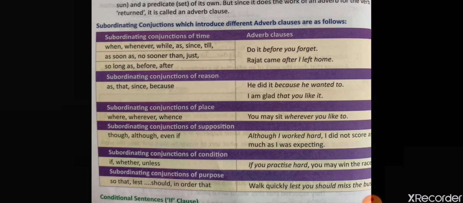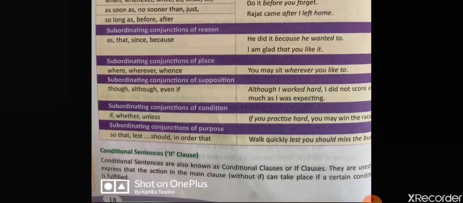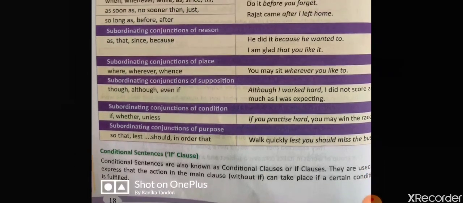Now coming on to the next one, which is conditional statements, that is the if clause. Conditional statements are also known as conditional clauses or if clauses. They are used to express that the action in the main clause can take place if a certain condition is fulfilled. So in this kind of clause, we have to see that the main clause has a condition, and that condition can only be fulfilled when it is fulfilled in the subordinate clause.